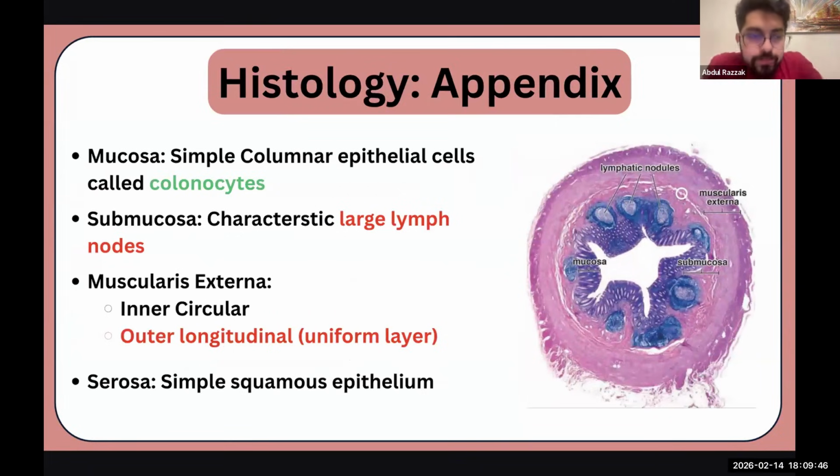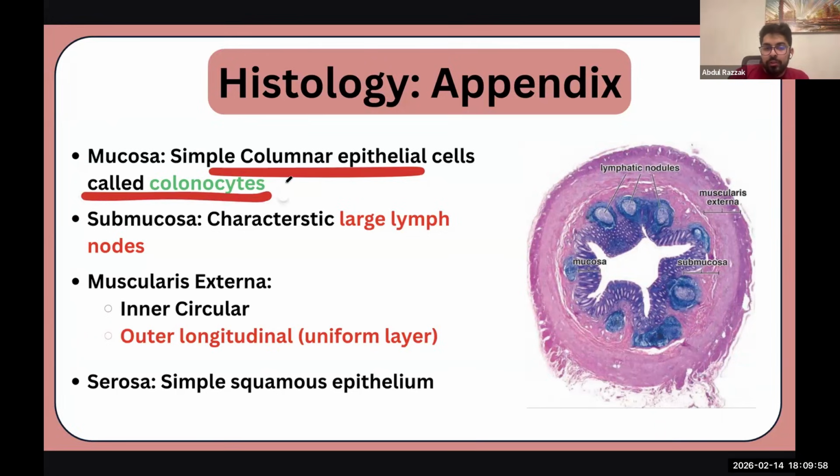Now let's talk histology. Starting off with the appendix, the smallest and the easiest one. It has simple columnar epithelial cells, just like all the previous GI tract organs that we discussed and Samhar discussed. And the name of those cells are called colonocytes because they are part of the colon. طيب. What are the differentiating features of the appendix? The first one is the characteristic large lymph nodes in the submucosa. The appendix is a very lymph heavy organ. So it has all those lymph nodes that are heavy in the submucosa of the appendix.